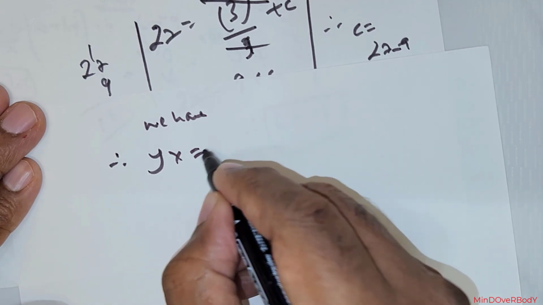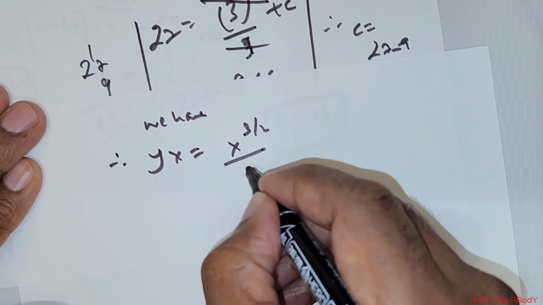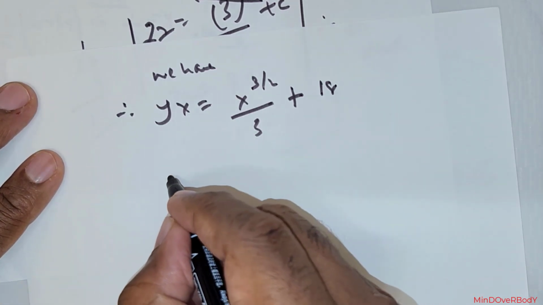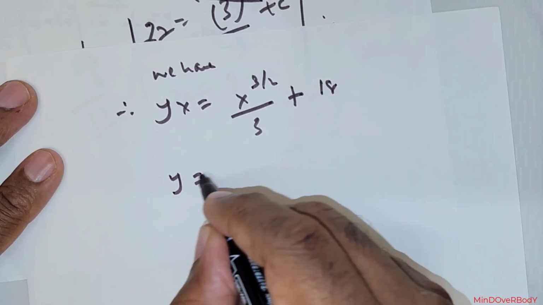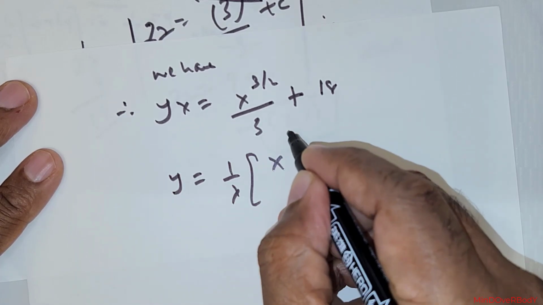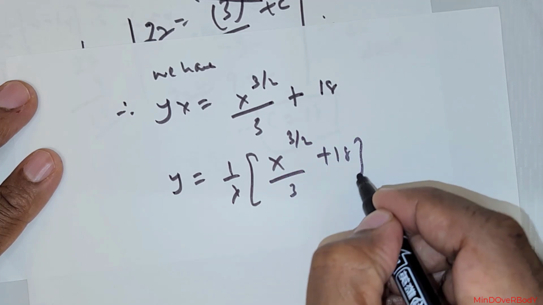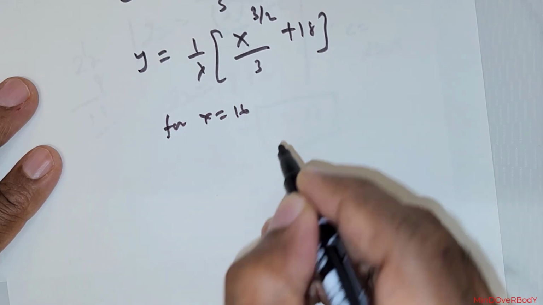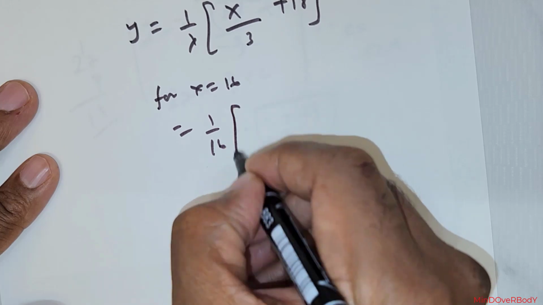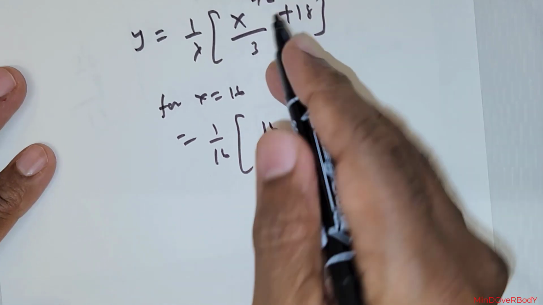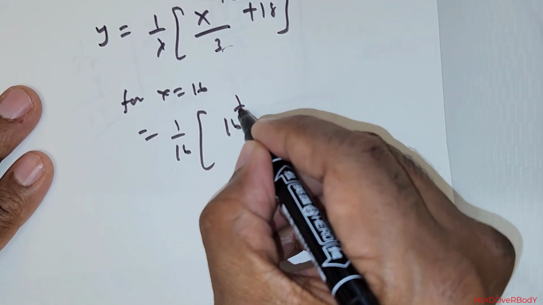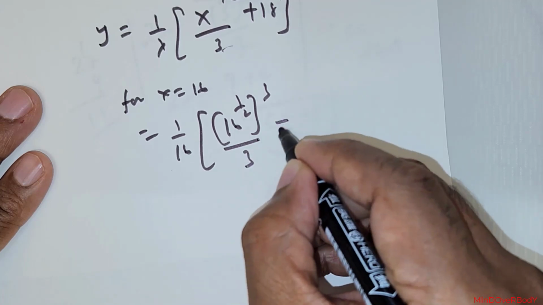We have y times x is equal to x raised to the power of 3 over 2 divided by 3, plus 18. But we need to get the functional value. So y is equal to 1 over x times x raised to the power of 3 over 2 divided by 3, plus 18. So f of 16 is needed. So for x is equal to 16, this is 1 over 16 times 16 raised to the power of 3 over 2. See, this is 3 over 2. I'm going to write 3 over 2 as 1 over 2 raised to the power of 3, divided by 3, plus 18. So this is what we have got.